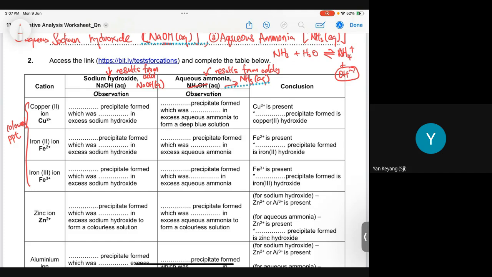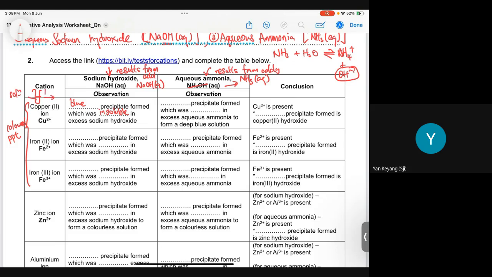For copper 2 ions, if you add sodium hydroxide to it, you're going to get a blue precipitate formed, which is insoluble. That means this blue precipitate doesn't dissolve at all. You add more and more sodium hydroxide, it doesn't dissolve. What you have initially, think of it as, I've got a solution. This is a solution.